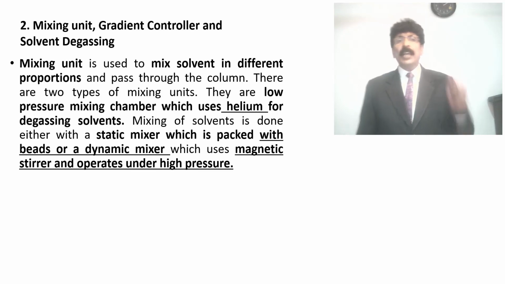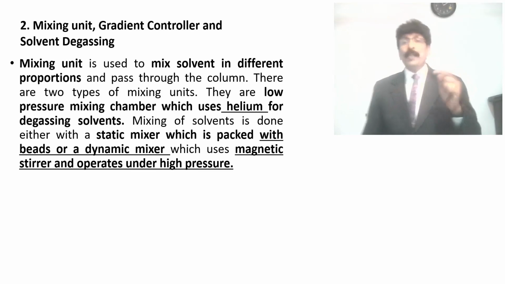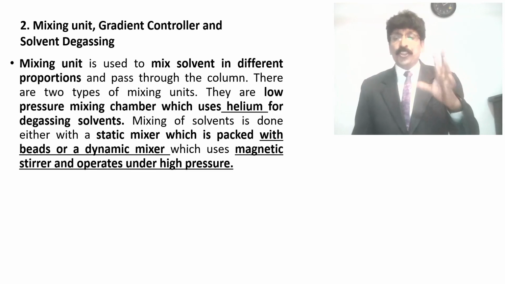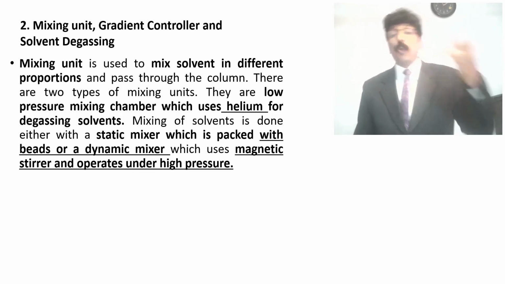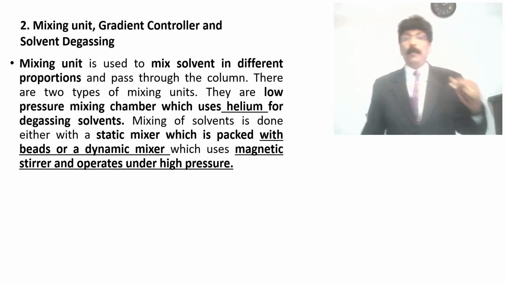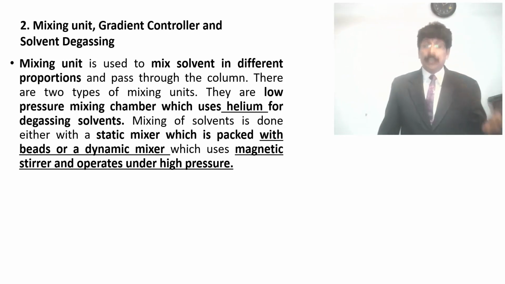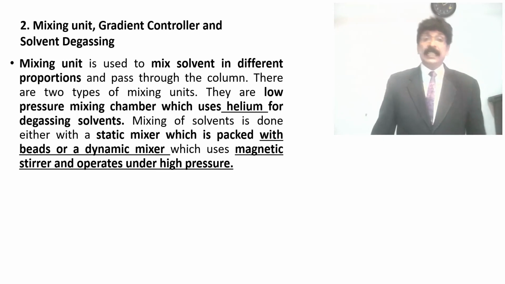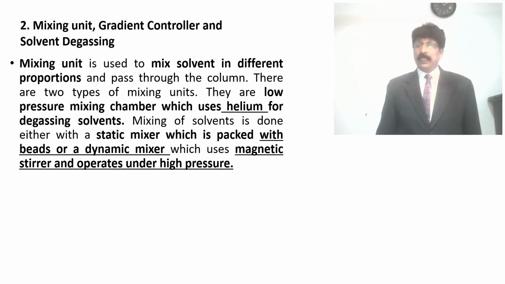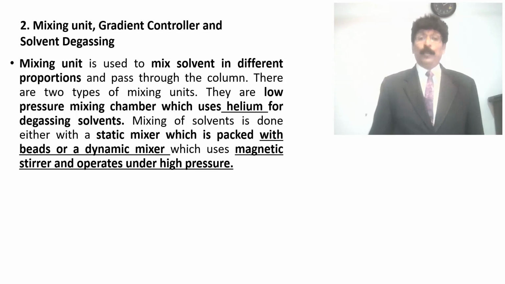The mixing unit is used to mix the solvent in different proportions. As I told, increasing the polarity or decreasing the polarity, slowly in a gradient, and passing through the column. There are two types of mixing units. They are low pressure mixing chambers, which use helium for degassing solvents. Other gases will be removed by helium.